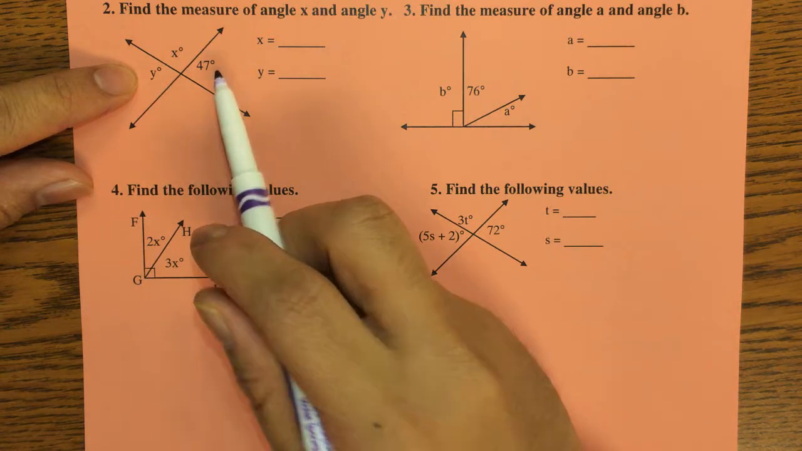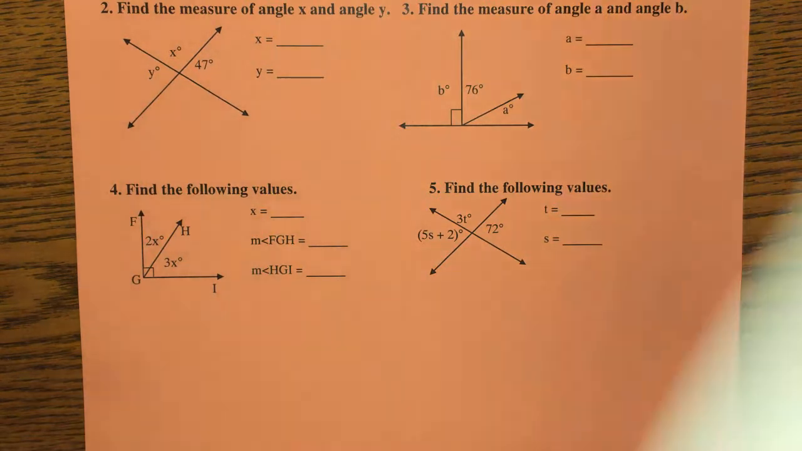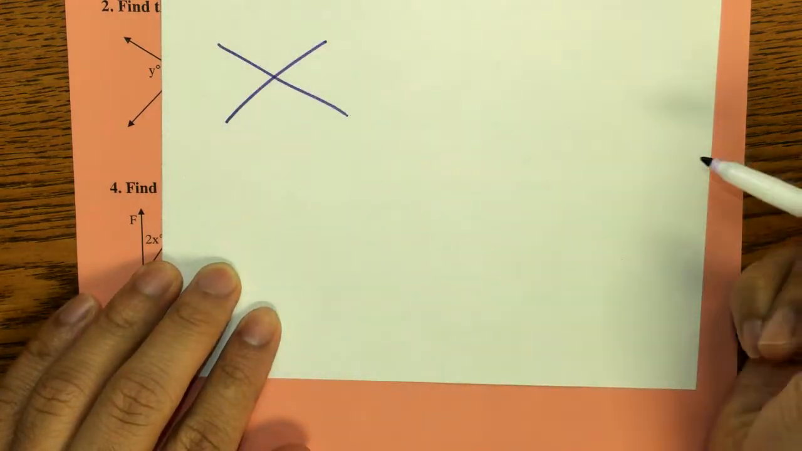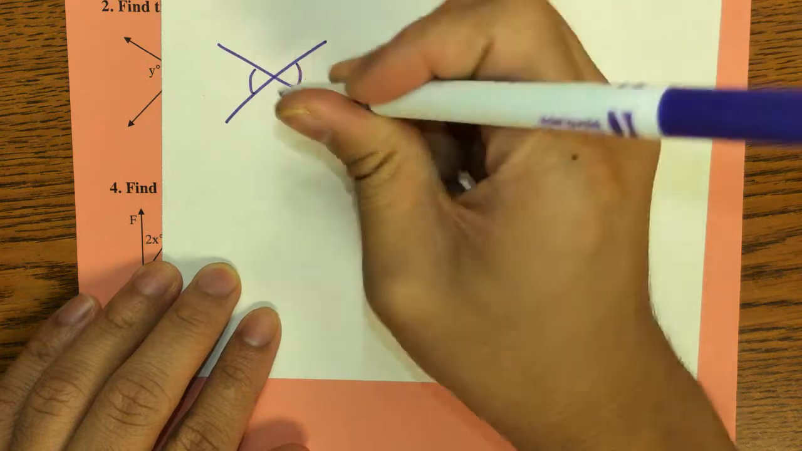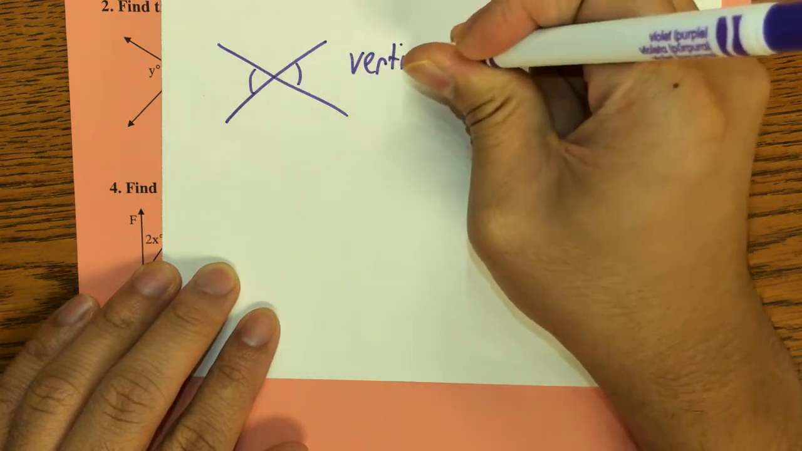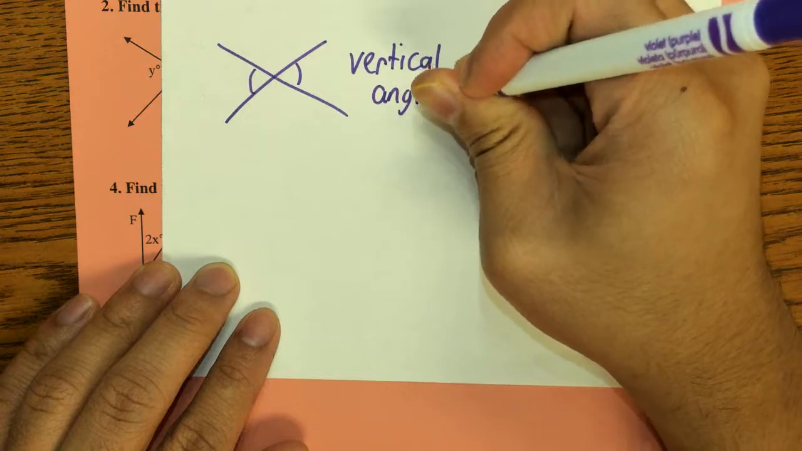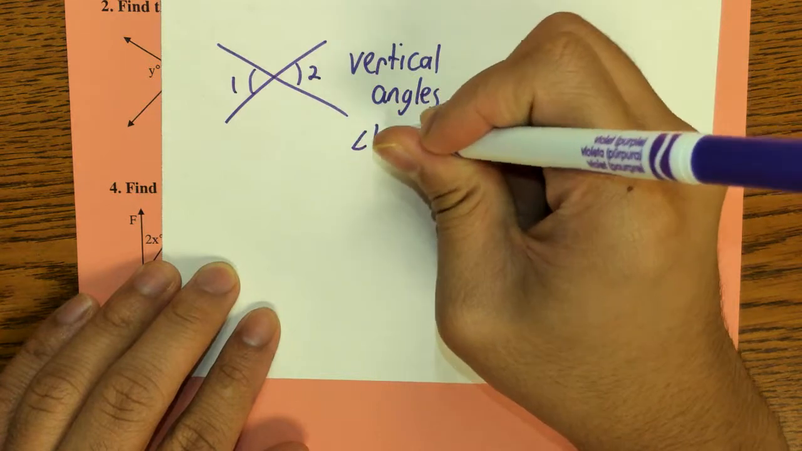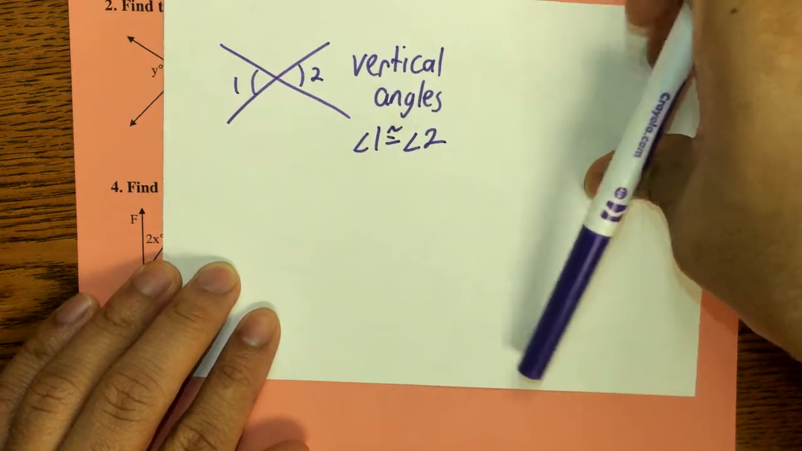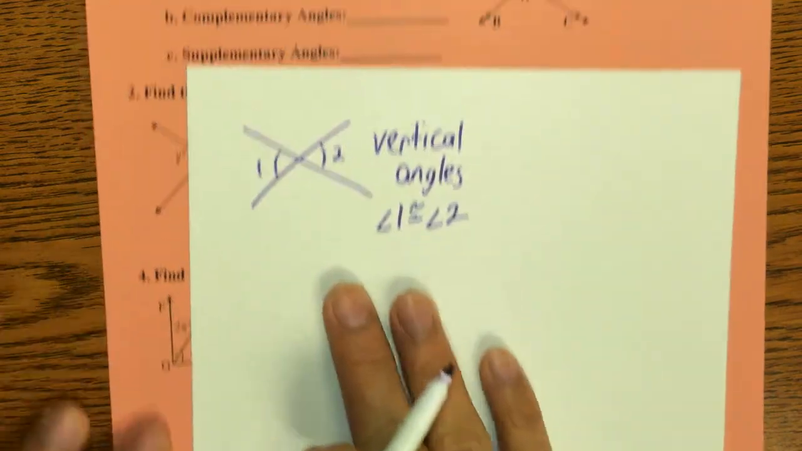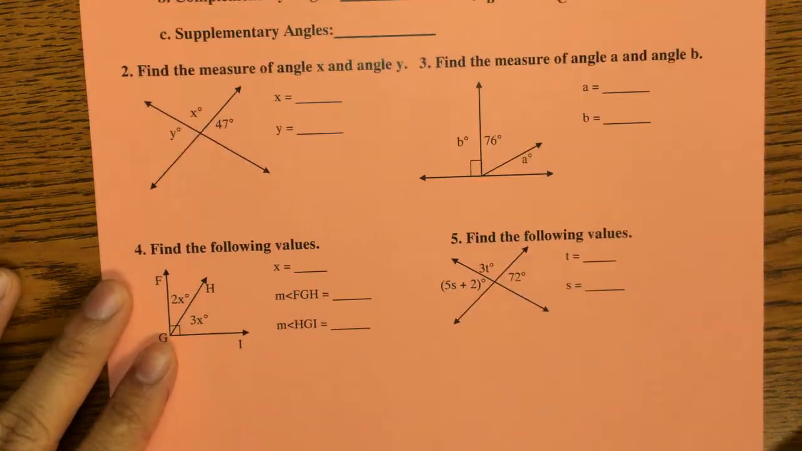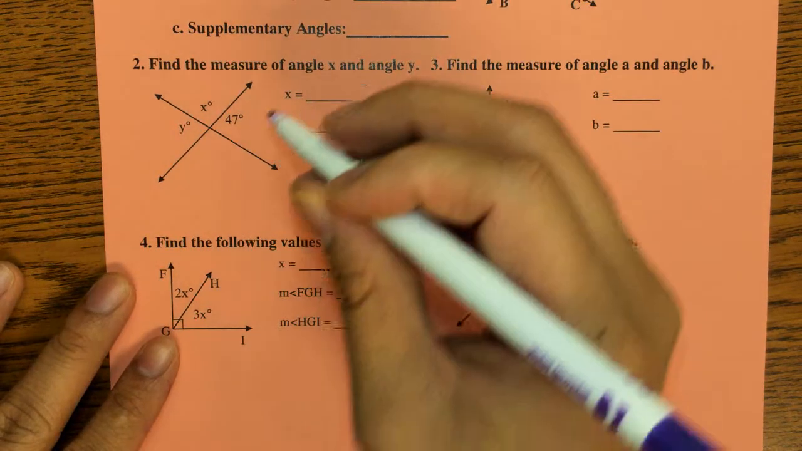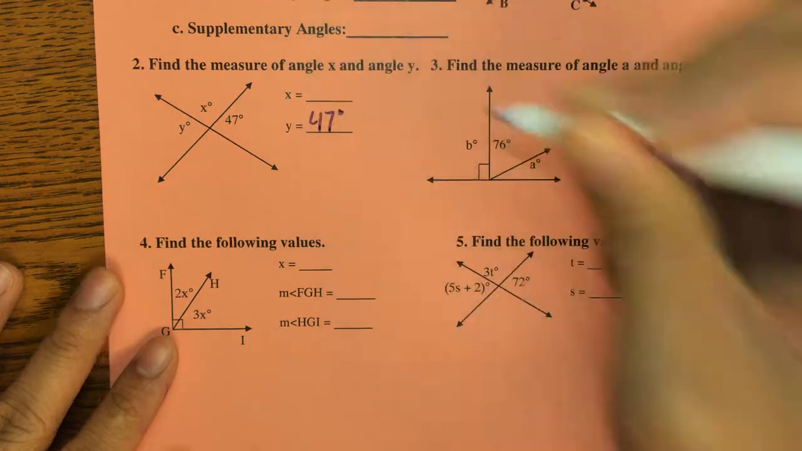Right now the only information I know is the 47. But one of my properties tell me that when I have two angles formed from two intersecting lines, these two angles are what we call vertical angles. And we know that vertical angles are congruent. Because they're congruent, we know they're the same. So going back to my worksheet, if my right side is 47, it's vertical with the Y. That means Y has to be 47 as well.